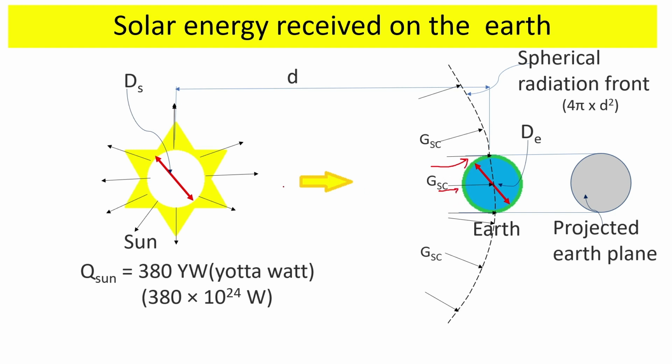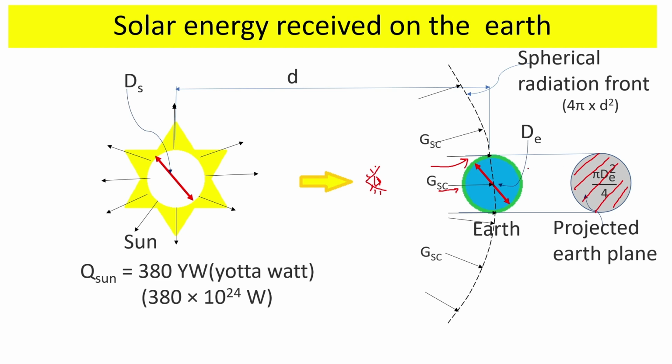So if we are seeing from this side, this is the human eye. So we will see Earth as a circle. Okay, we will see its projection as a circle. So if we multiply GSC by the surface area of this circle, which will be nothing but pi dE square by 4, right? dE is the diameter of the Earth.